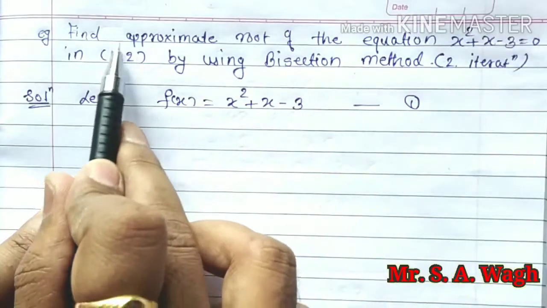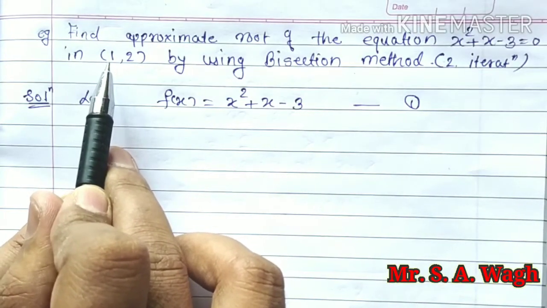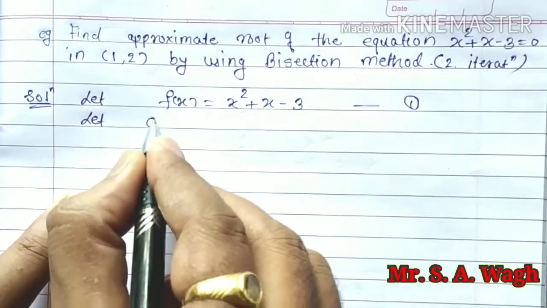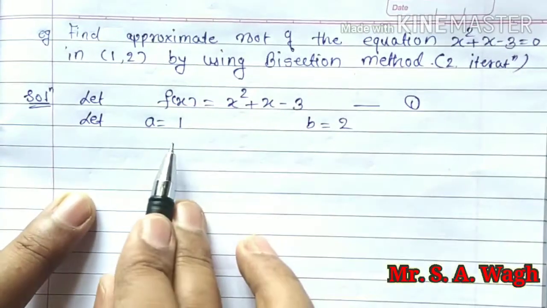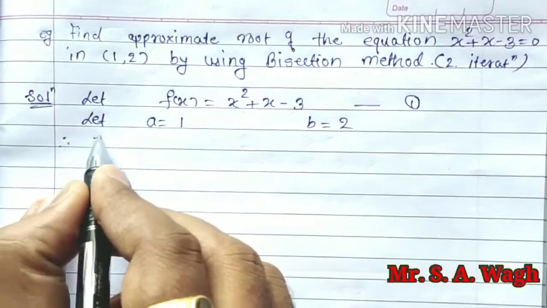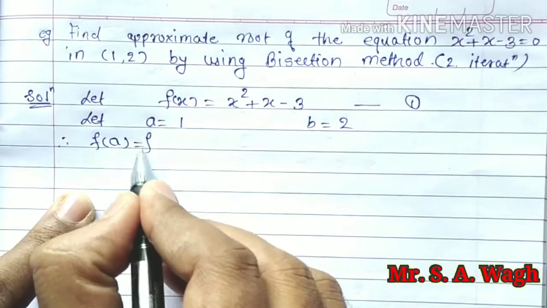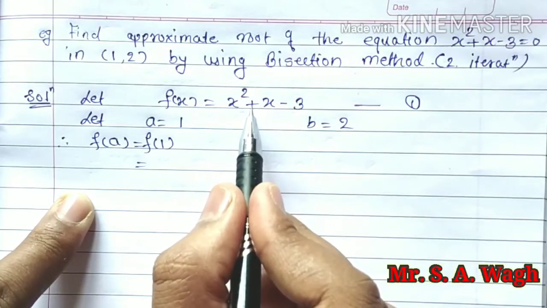Now we have been given an interval 1 and 2. From this we consider the smallest value as a and the greatest as b. So let us suppose a is equal to 1 and b is equal to 2, where this function gives a negative and a positive value. So we will find f of a, meaning f of 1. So what will f of 1 be? We substitute 1 in place of x.